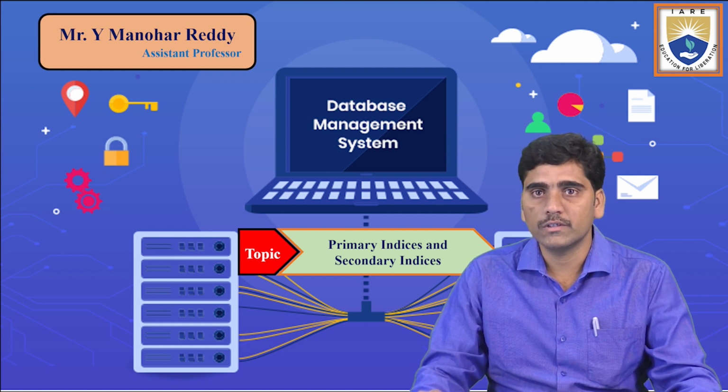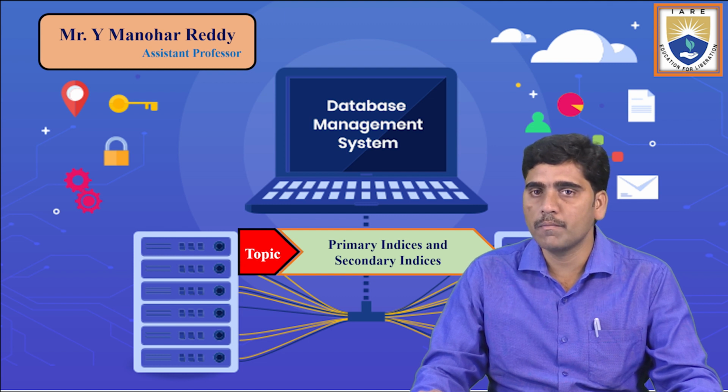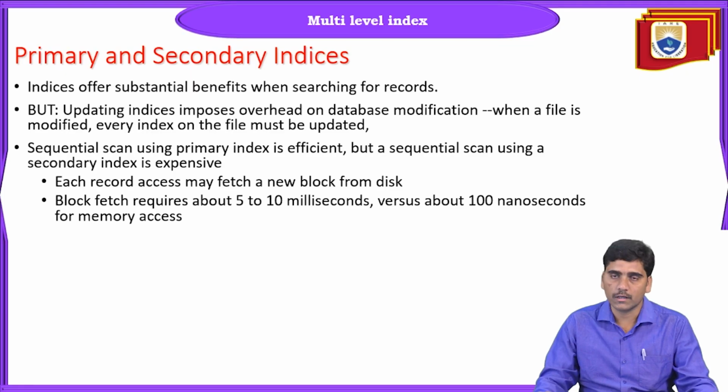Today I am going to discuss the concept of primary indices and secondary indices, which are also called primary and secondary indexes, in indexing and hashing methods in DBMS. There are different types and levels of indexes: primary index, secondary index, and multi-level index.